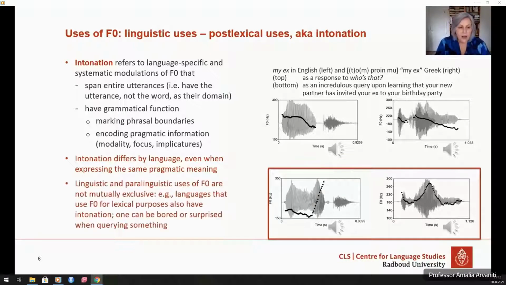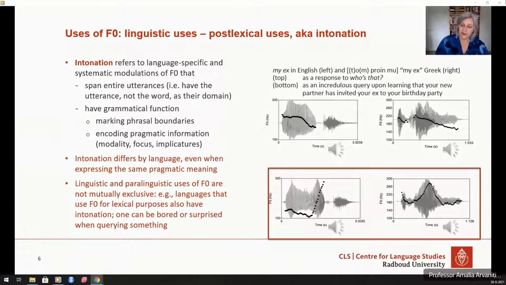Okay. Furthermore, what these examples show you is that it is possible to separate the linguistic and the paralinguistic uses of F0, though they're not mutually exclusive in production. So, for example, languages that use F0 for lexical purposes, like tone, also have intonation. In addition, one can be bored or surprised when querying something. So I could have shown extra surprise in saying my ex by raising my pitch even more.